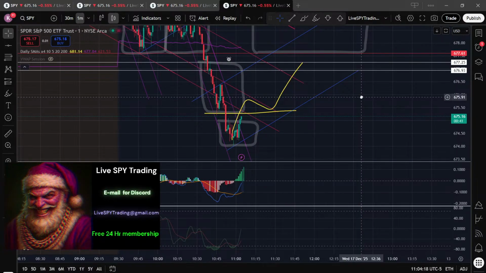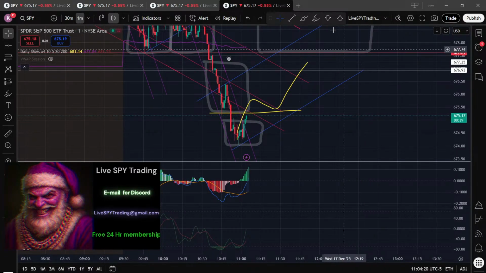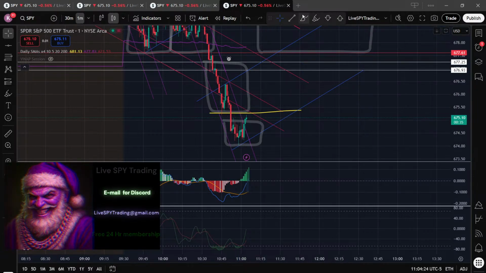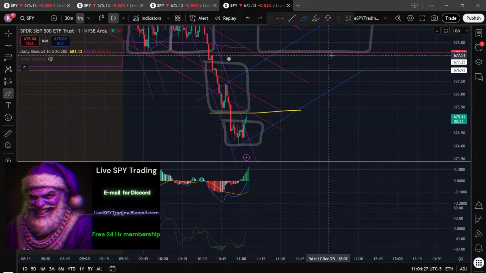Okay, this is what we want to look for. If there's going to be any more downside, watch here. If there's going to be any more downside, this is the setup we want to look for, okay?